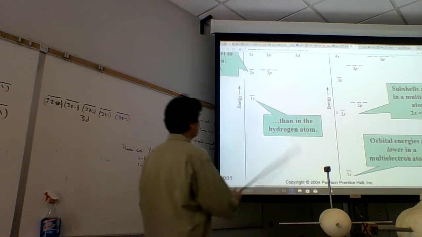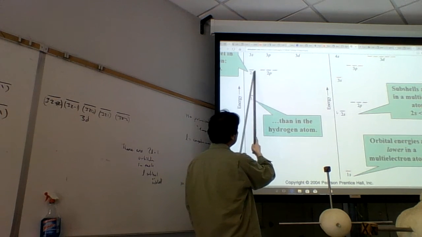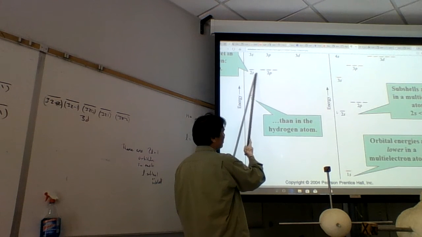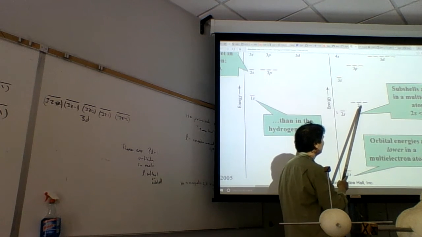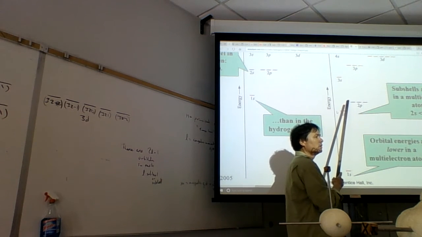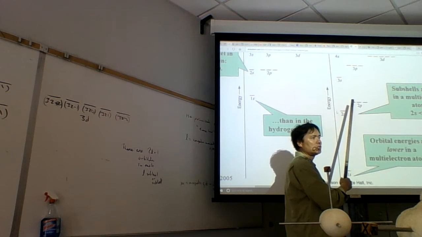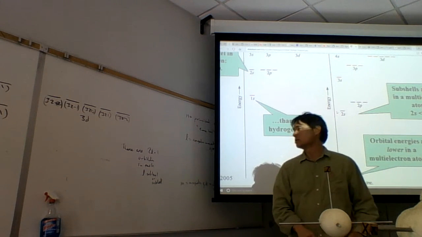When we're out to n equals 2, we have these set of orbitals here. In one electron, these set of orbitals are all the same energy. But when we have more than one electron, then they are no longer the same energy. So in other words, the energy depends both on n and its shape.